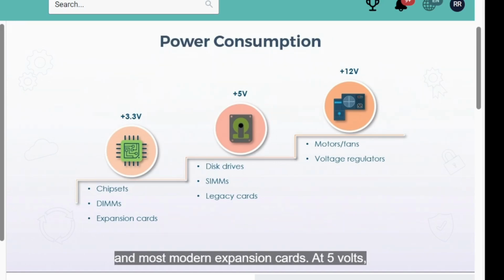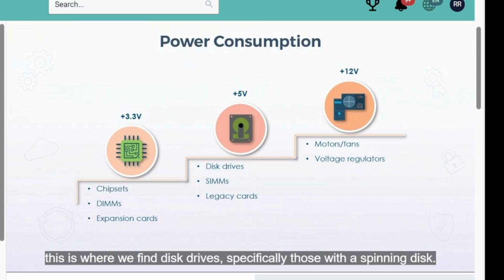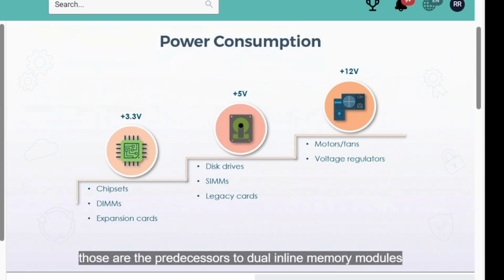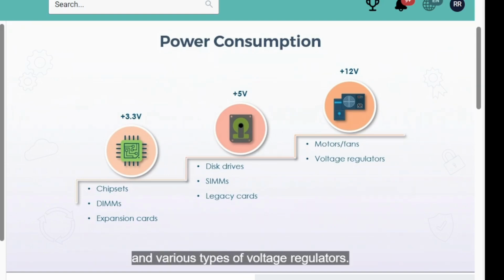At 5 volts, this is where we find disk drives, specifically those with a spinning disk, single inline memory modules, which are quite out of date, but those are the predecessors to dual inline memory modules, and some older legacy expansion cards. And then up around 12 volts, we see really anything with a motor, most notably fans, and various types of voltage regulators.